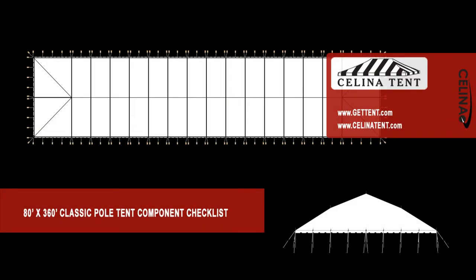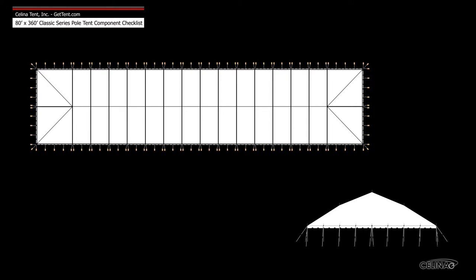This is an overview of the components required to set up an 80-foot by 360-foot classic pole tent from Celina Tent. This tool may be used to measure and compare existing pole components to ensure compatibility.